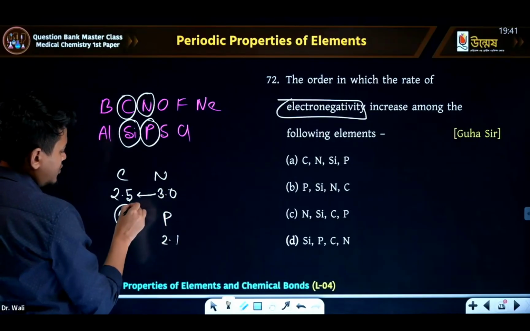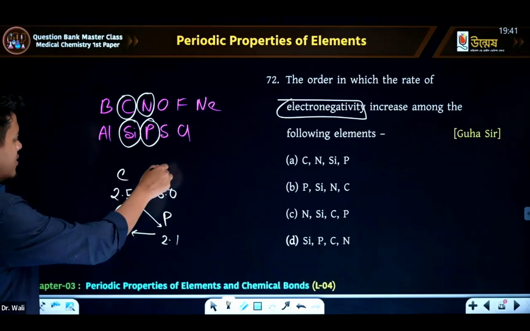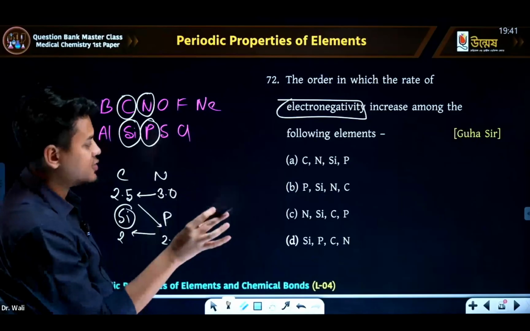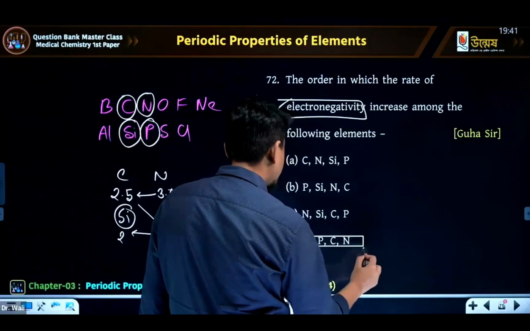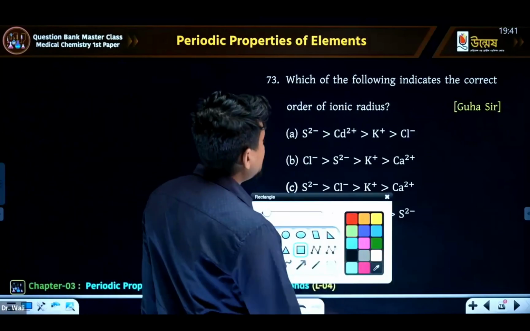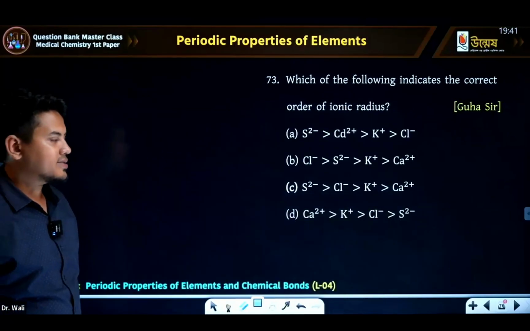So in that case, the order will be like this: nitrogen, then carbon, then phosphorus, then silicon. So silicon will show the least electronegativity. The order of increase will be this way: silicon, phosphorus, carbon, nitrogen. Yes, this is the correct answer. Now, as we can see, which of the following indicates the correct order of ionic radius?